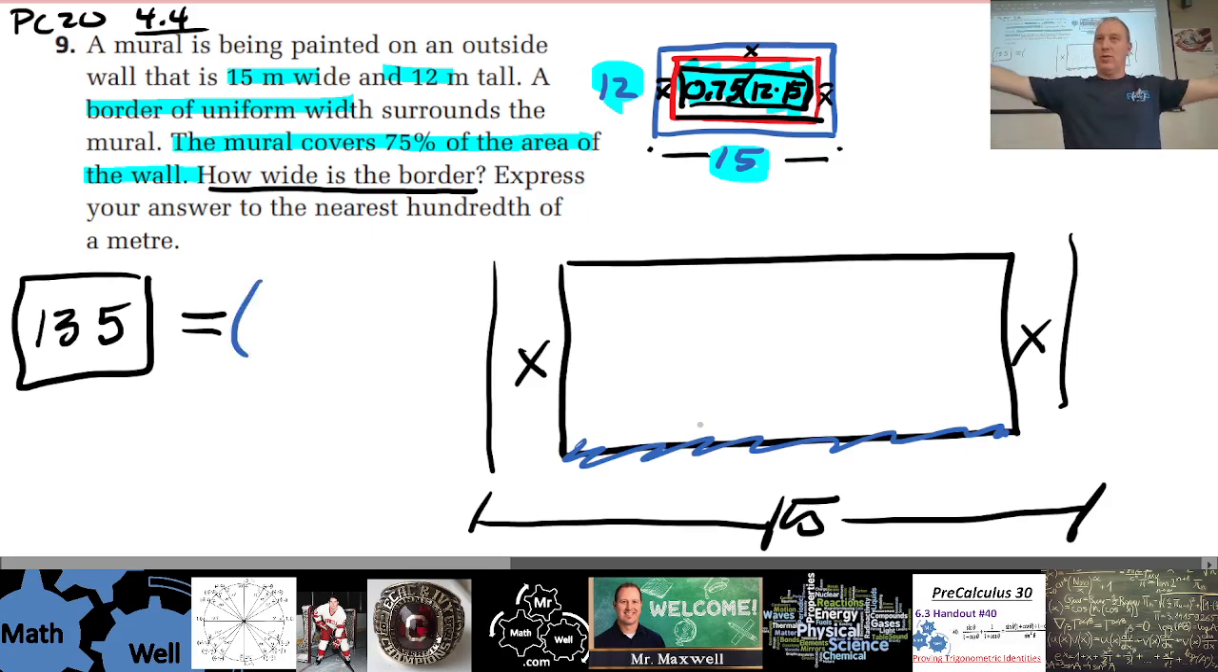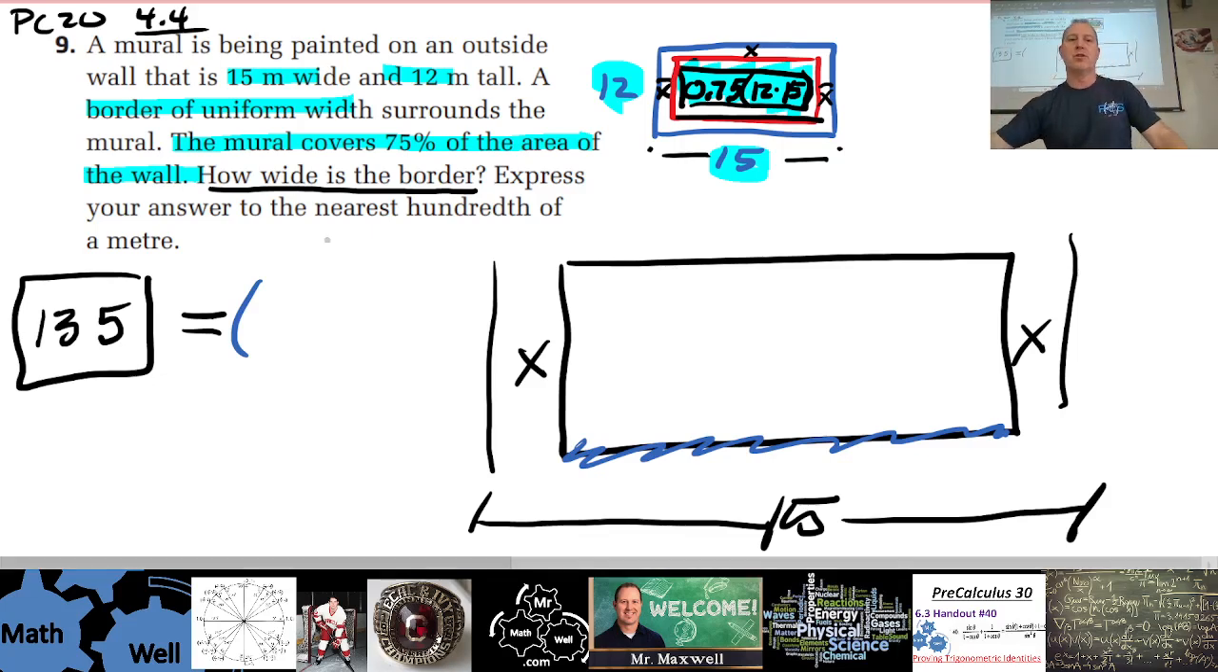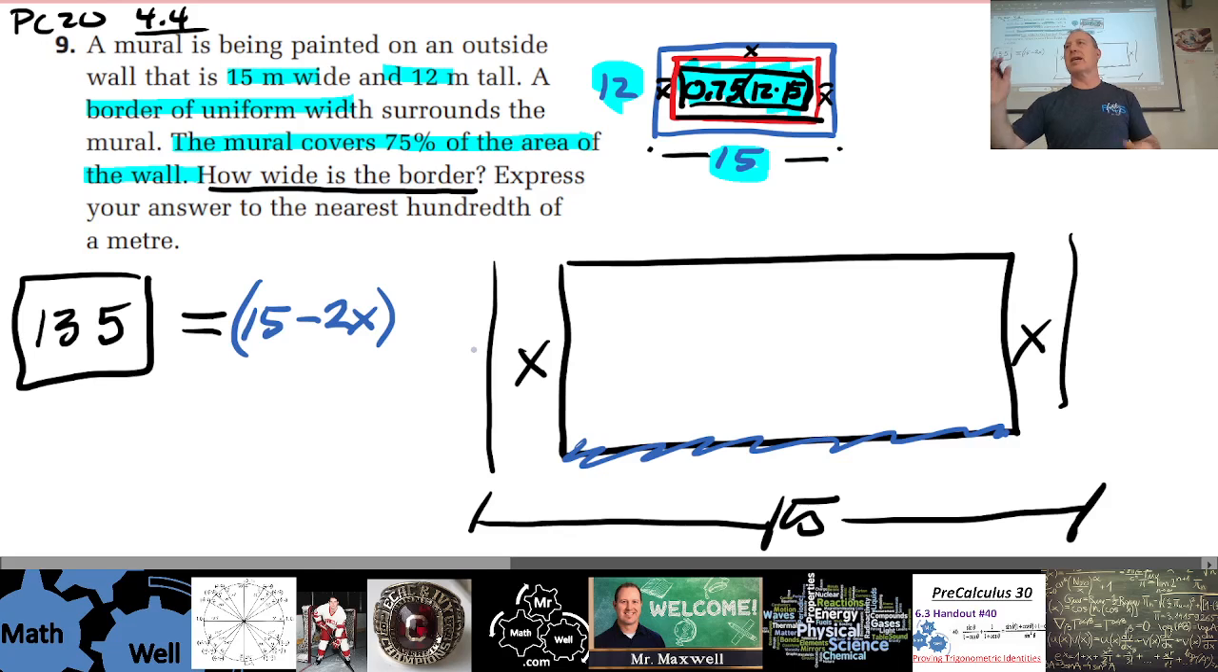It is the total width of the wall, 15, minus X on this side, and minus X on this side. That make sense? So I'm just looking for the dimensions. So 15 minus 2X. And when we add X's together, that's X plus X is 2X. We don't multiply them, we add them. Okay, so that's good.